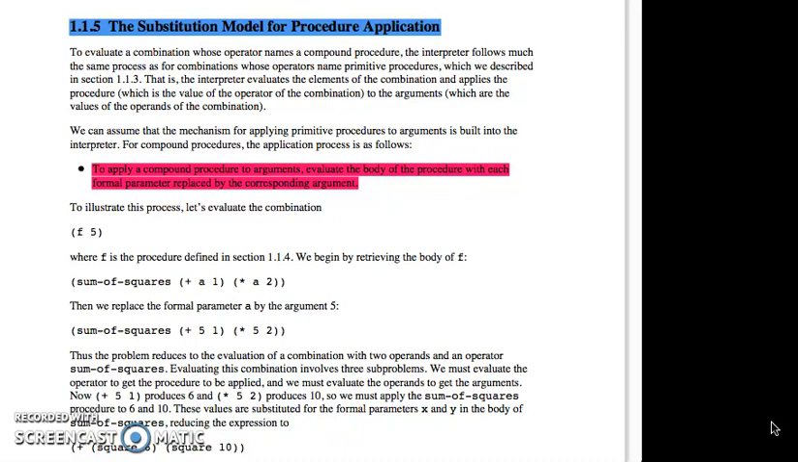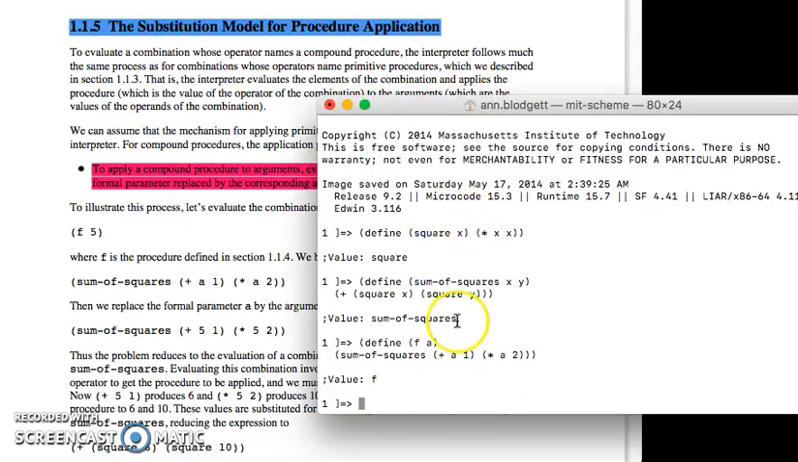We can assume that the mechanism for applying primitive procedures to arguments is built into the interpreter. For compound procedures, the application process is as follows. To apply a compound procedure to arguments, evaluate the body of the procedure with each formal parameter replaced by the corresponding argument. To illustrate this process, let's evaluate the combination f of 5.